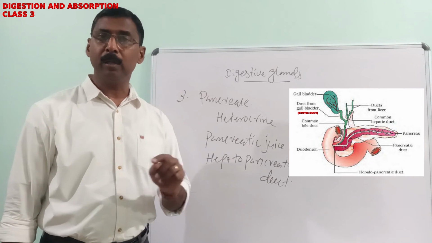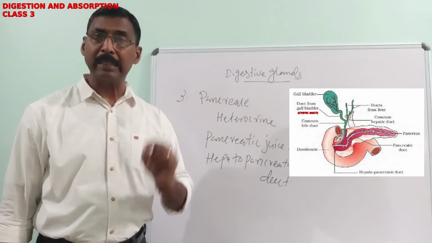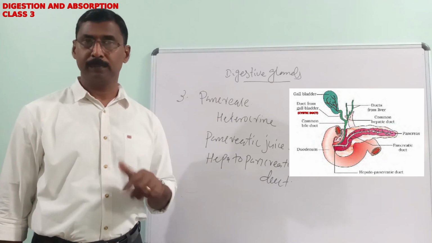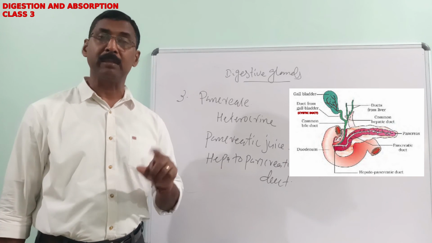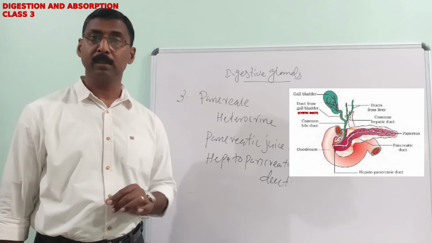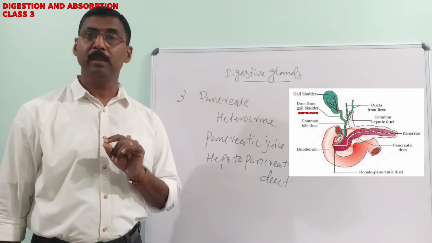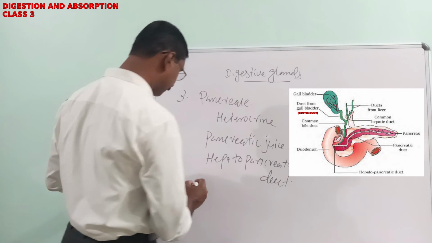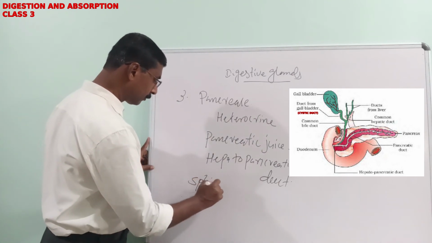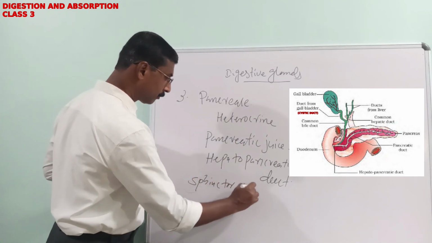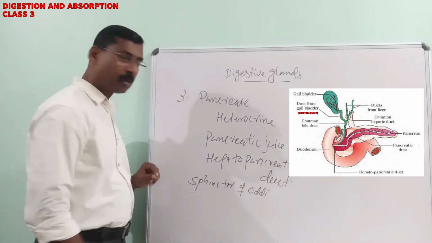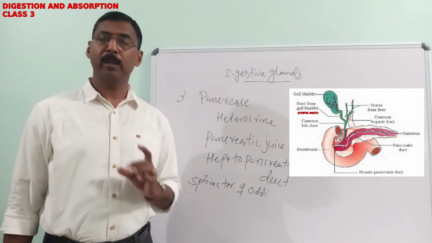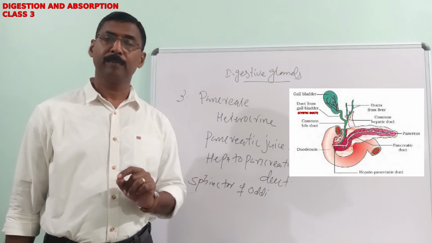And at the opening of this hepatopancreatic duct to the duodenum, there is a valve or sphincter muscle, and the sphincter muscle is called the sphincter of Oddi. That controls the release of bile and pancreatic juice into the duodenum.